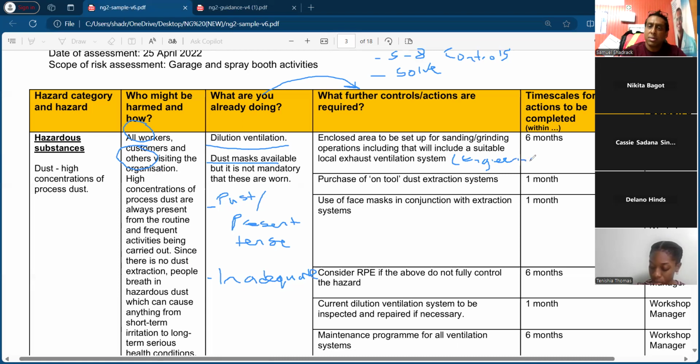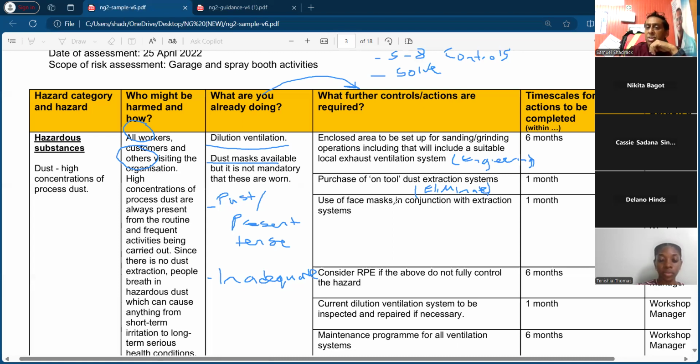Will we go into further explanation for the hierarchy of controls? No, you just have to put the word there, engineering control. So it's a kind of match-up, right? Purchase of an on-tool dust extraction system, this may be elimination. You can match it up by putting it at the end, like how I am doing here, or you can incorporate the word into the sentence. So you can say something like, dust could be eliminated by purchasing an on-tool dust extraction system.